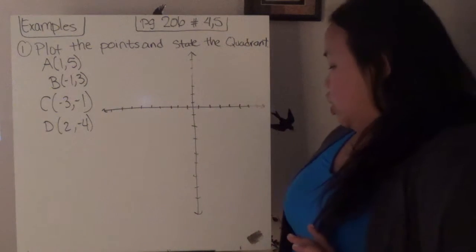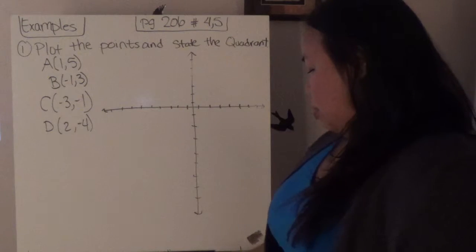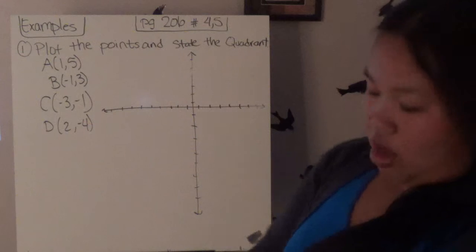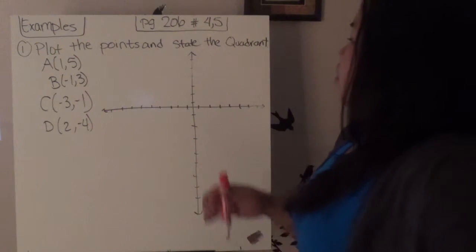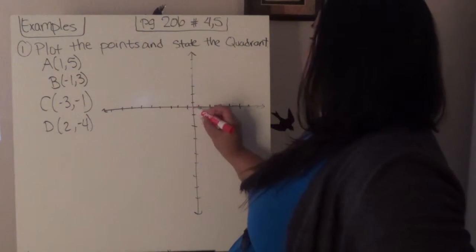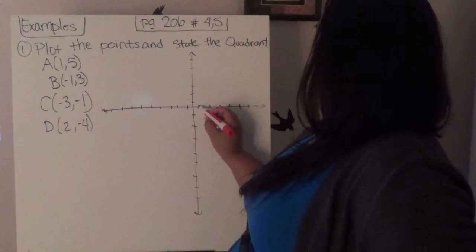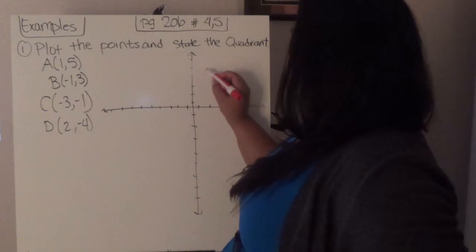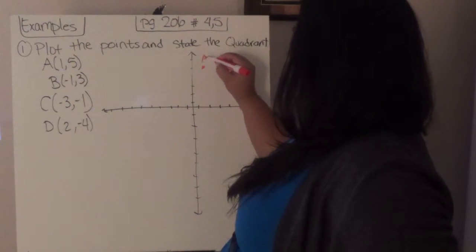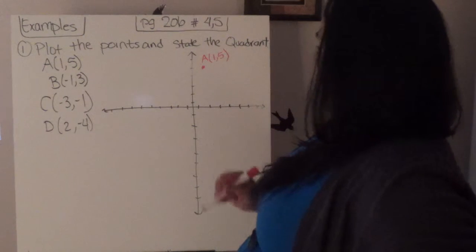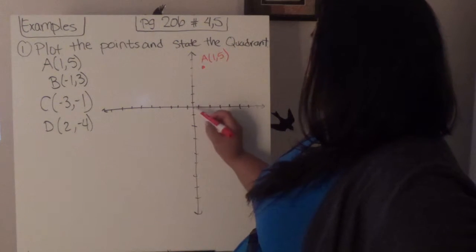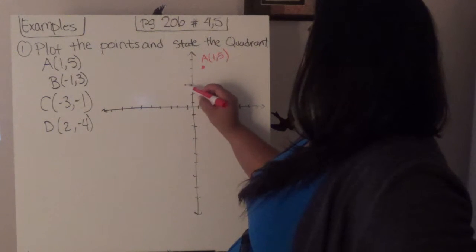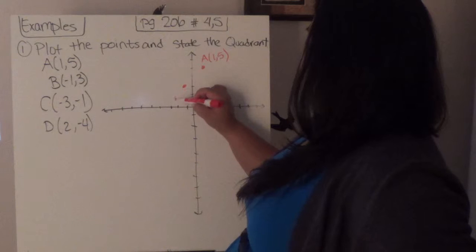Alright, so on this example, for number 1, it wants us to just find these points and state what quadrant they are in. A is 1, so positive 1, so again I go positive to the right on the x, and up 5: 1, 2, 3, 4, 5. This is A, 1, 5. B is -1, so I go back 1 on the x, and up 3: 1, 2, 3. This is B.